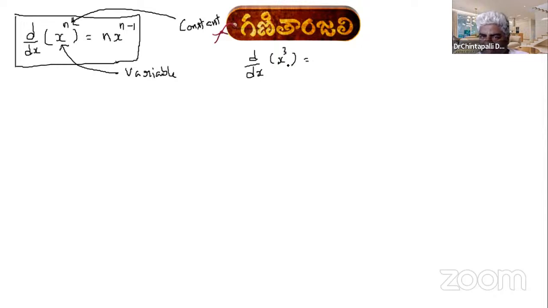How? X is variable. Yes, sir. 3 is constant. So this formula can be used. Answer is 3x square. Okay. But derivative of 3 power x, can we use this formula for this? No, sir. x into 3 to the power of x minus 1? Is it correct? No, sir.